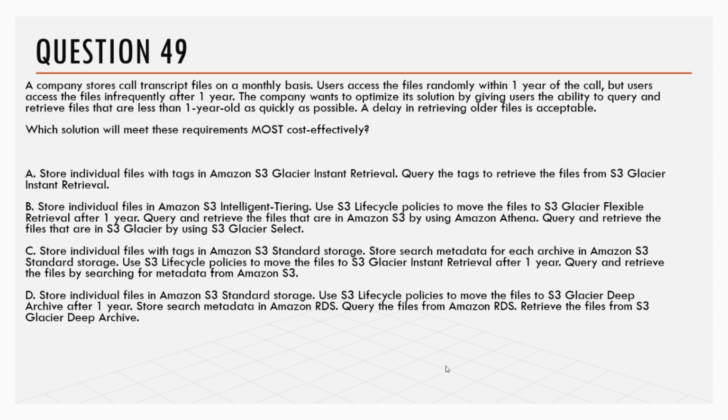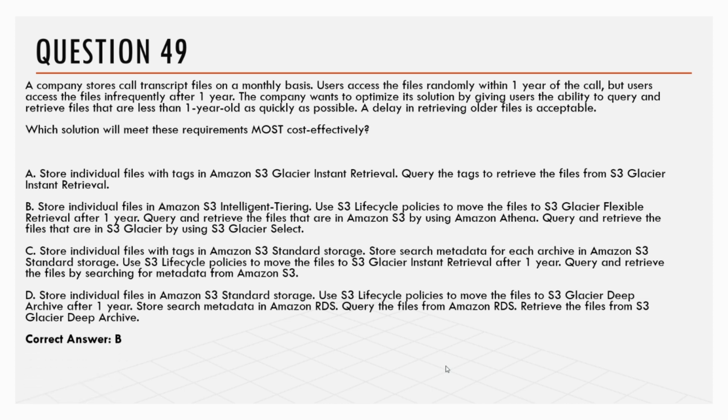Option C, store individual files with tags in Amazon S3 Standard storage. Store search metadata for each archive in Amazon S3 Standard storage. Use S3 lifecycle policies to move the files to S3 Glacier Instant Retrieval after 1 year. Query and retrieve the files by searching for metadata from Amazon S3. Option D, store individual files in Amazon S3 Standard storage. Use S3 lifecycle policies to move the files to S3 Glacier Deep Archive after 1 year. Store search metadata in Amazon RDS. Query the files from Amazon RDS. Retrieve the files from S3 Glacier Deep Archive.